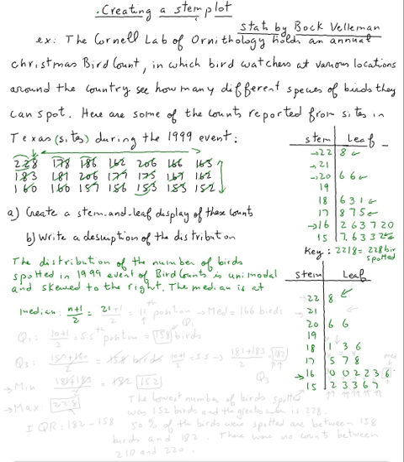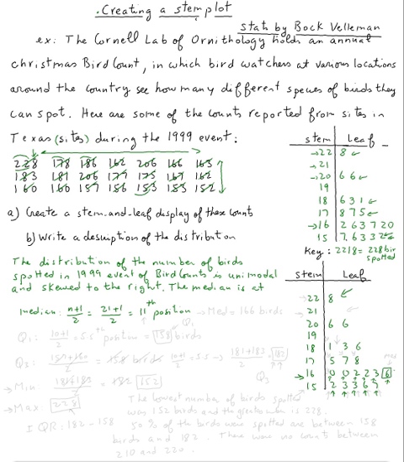So 21 values, plus 1 over 2, 22 over 2 is the 11th position. So how do we count the 11th position? Start from the smallest to the largest. So 1, 2, 3, 4, 5, 6, 7, 8, 9, 10, 11.